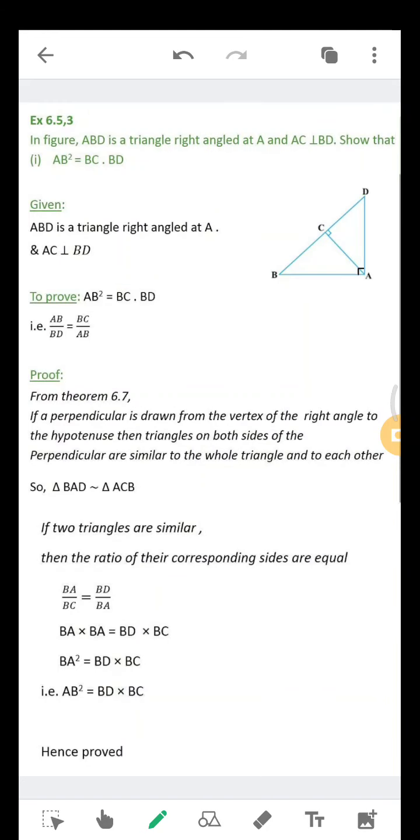Let's go to the next question, question number 3 of this exercise. Again we got a question similar to theorem 6.7. In the figure, ABD is a triangle right angled at A. Here we have a triangle ABD right angled at A, and AC is perpendicular to BD. So we have to show three different things. One is AB square is equal to BC into BD.